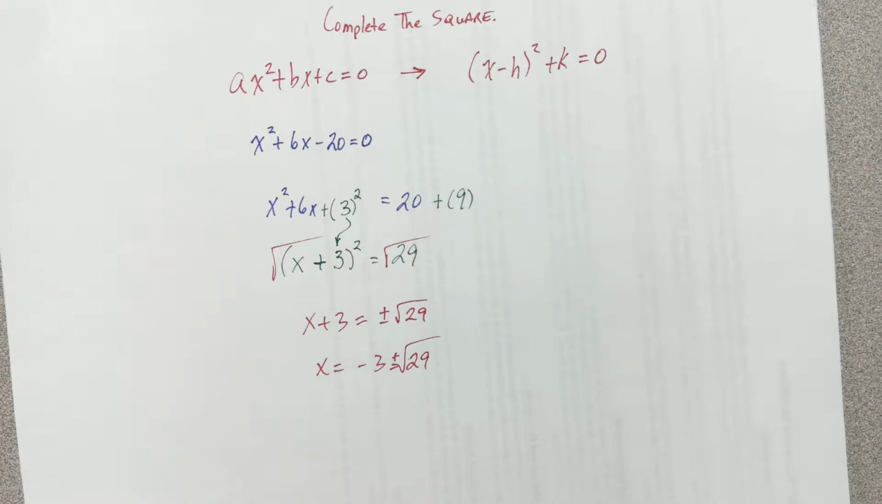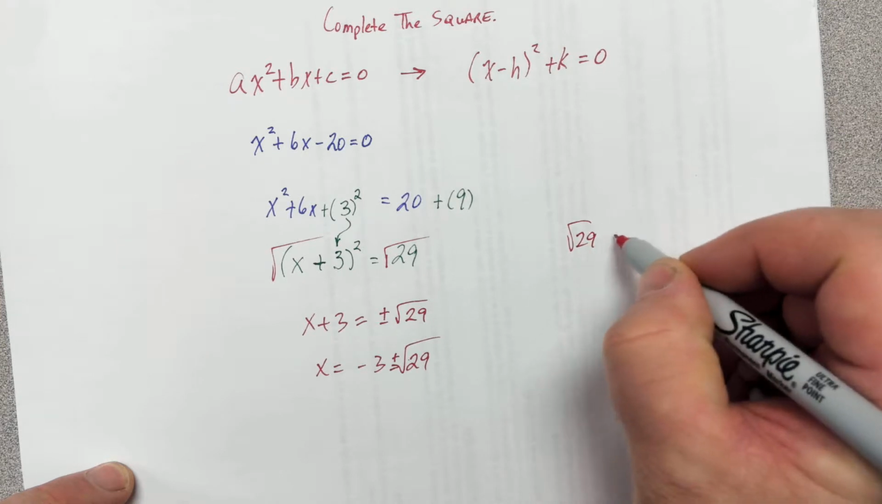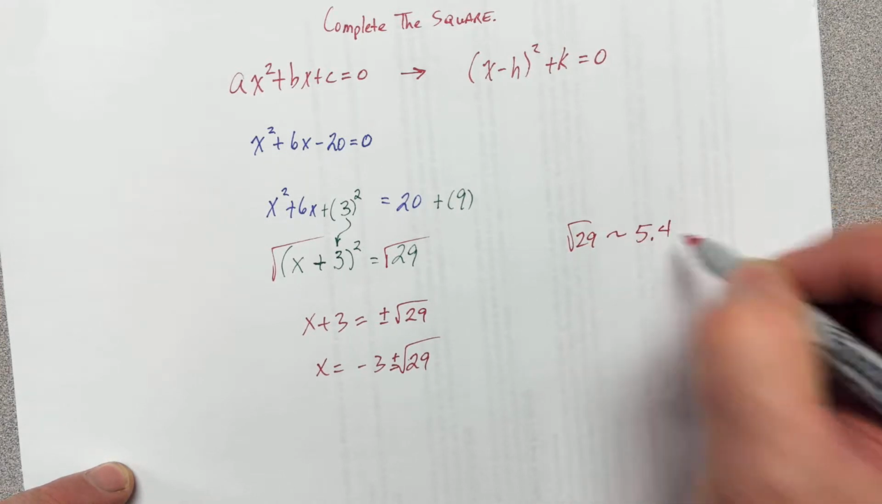And so, the square root of 29. Let's see here. I wonder if I got a calculator button on this thing. I don't. Let's see what the square root of 29 is, approximately. We'll say 5.4. So on a side note, the square root of 29 is approximately 5.4.